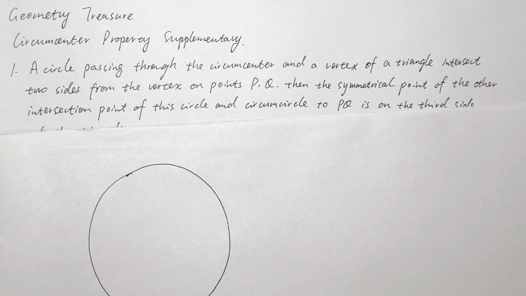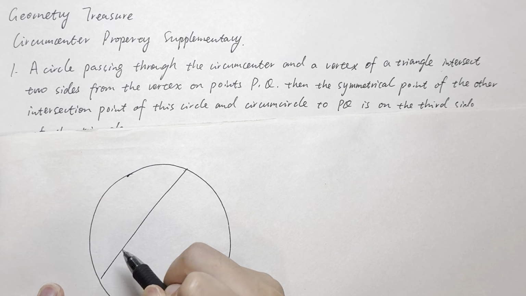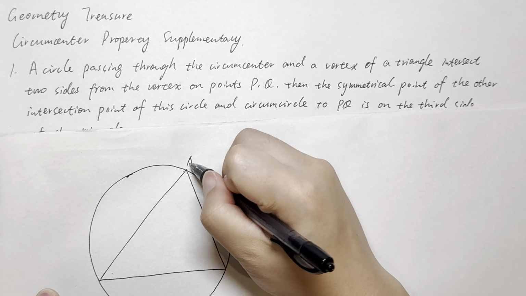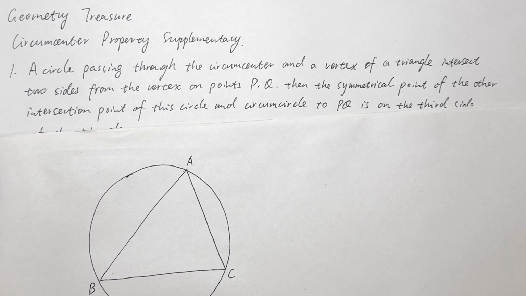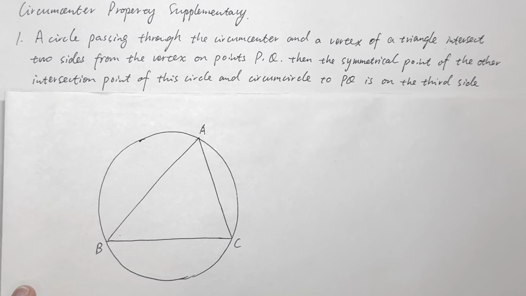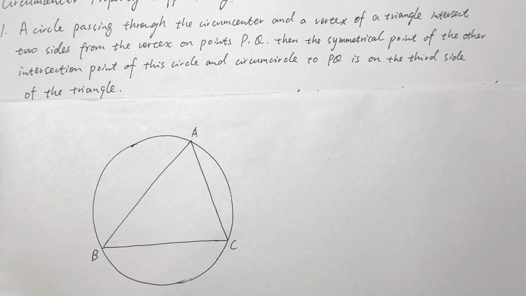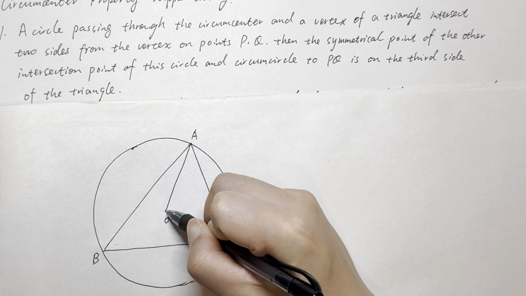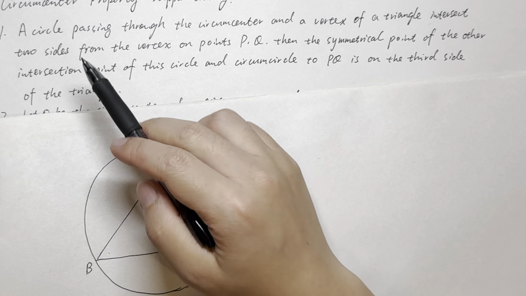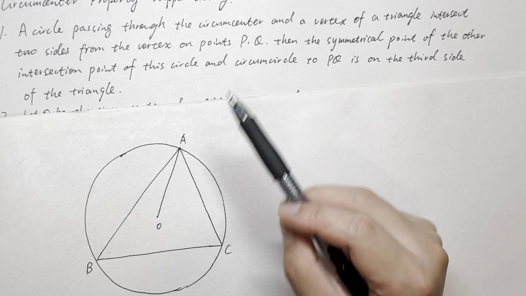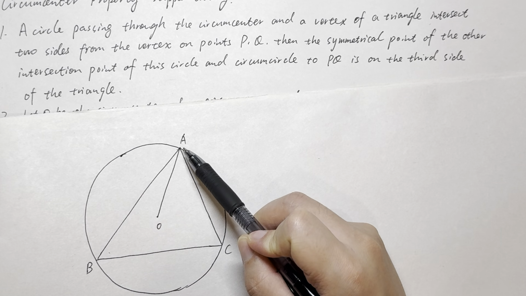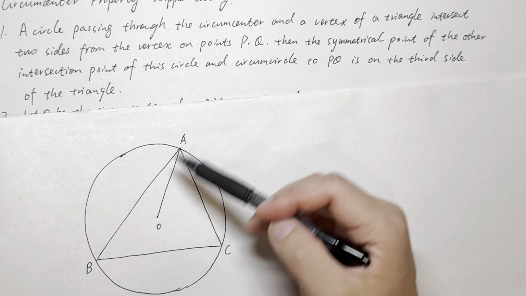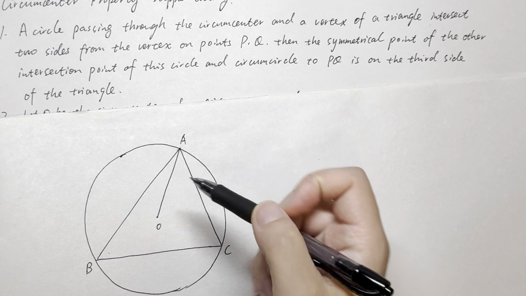Okay, we draw the circle and we have the triangle ABC, and we want to find the circumcenter here, O, and we connect AO. So a circle passing through the circumcenter O and the vertex, we choose A, of the triangle ABC intersects two sides from the vertex on points P and Q.